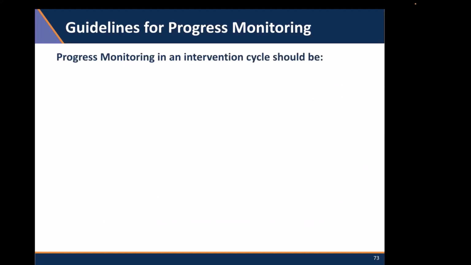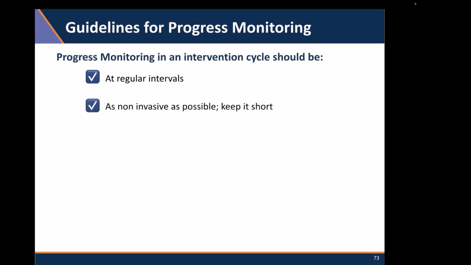So when we are progress monitoring in an intervention cycle, we need to make sure we're doing this at regular intervals. We want to make sure we have a plan. We're not going 2 weeks without doing it and noticing that students are not grasping anything we're teaching. We want it to be as non-invasive as possible. It should not take up our entire intervention time or class period. We want to keep it short for both students and for ourselves. The more work they do means the more work we have to do to grade it, which then takes away from our instruction. We want to make sure we are recording and charting the progress monitoring.